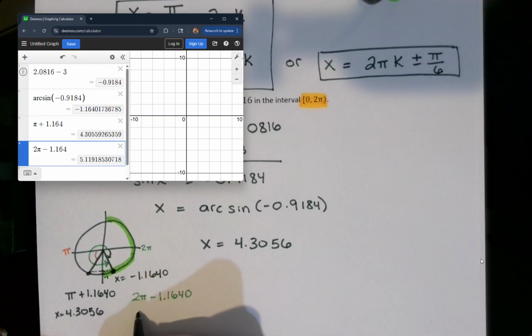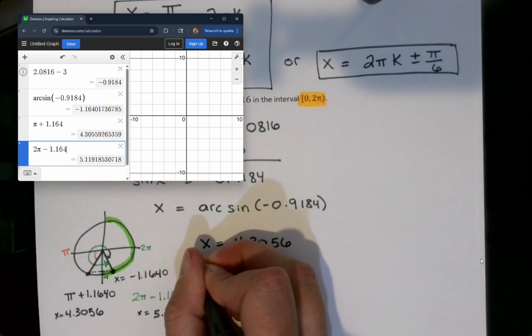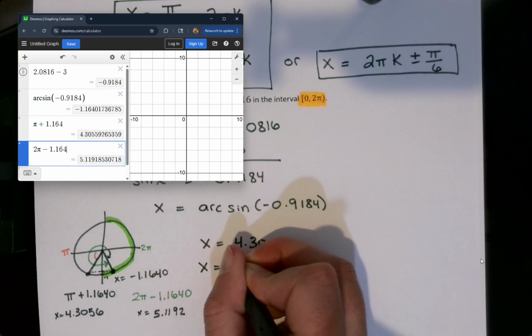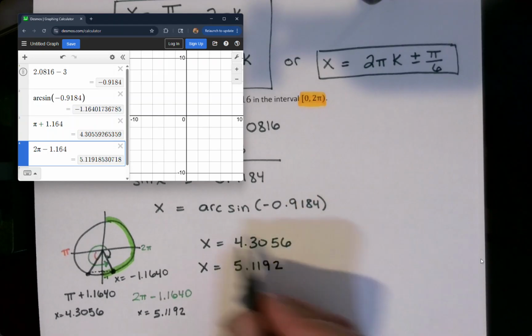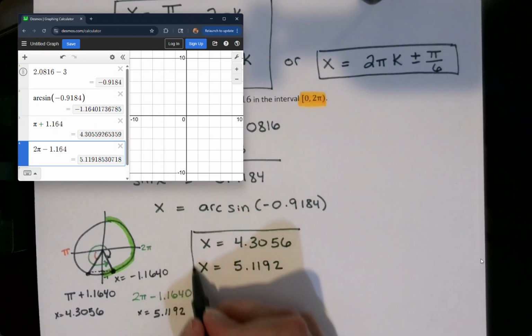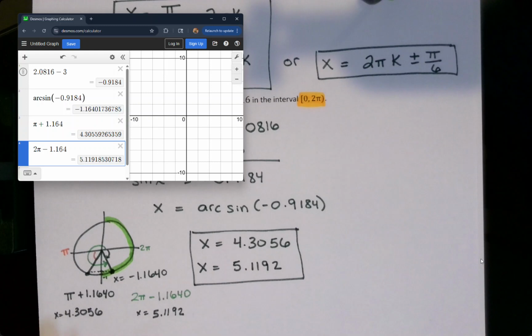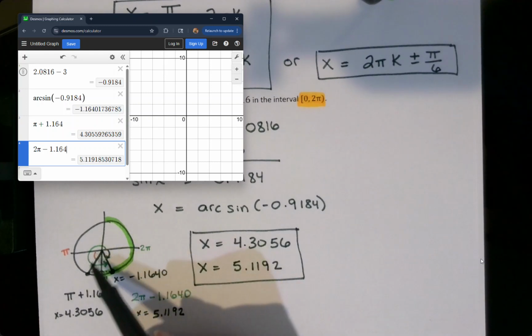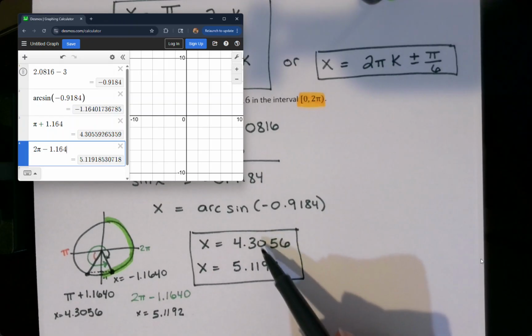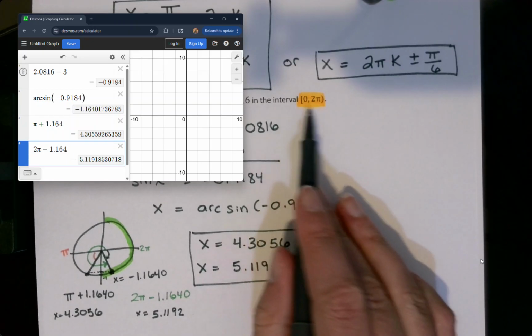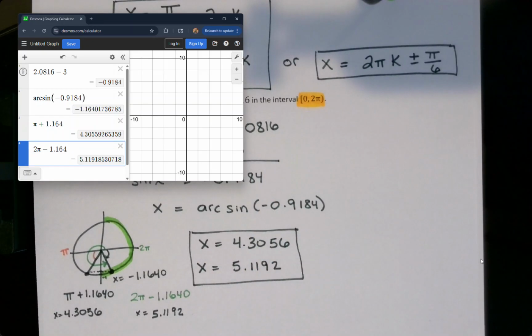So this angle is going to be about 5.1192. So the next answer is the angle 5.1192 in radians. These are the two distinct angles, angle 1 right here and angle 2 right here, in their positive radian measure. They are between 0 and 2 pi.